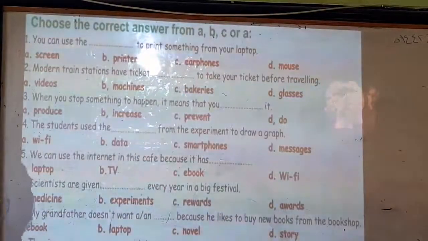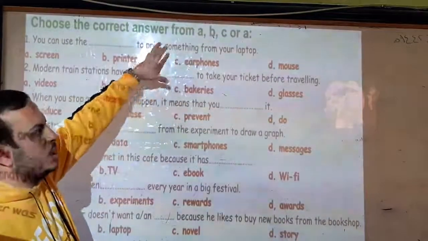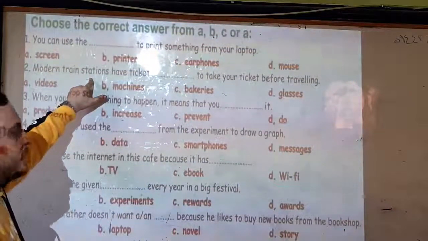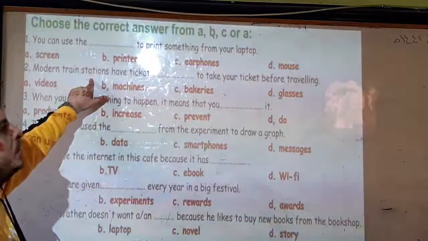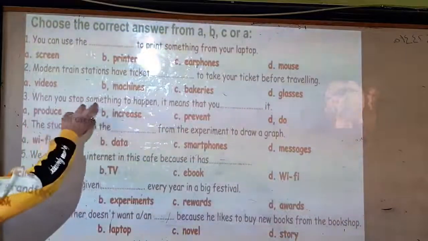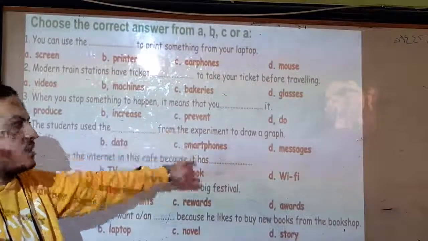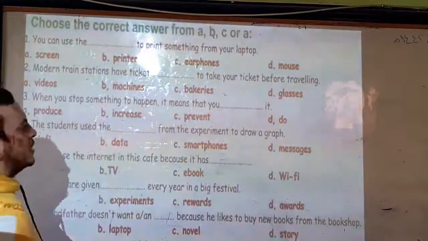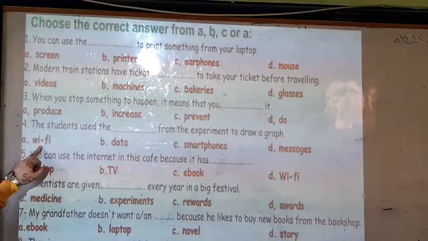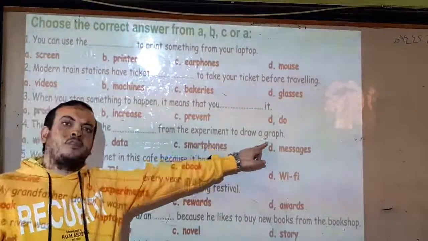Next, choose, same thing. Number one, you can use the printer to print something from your laptop. Modern train stations have ticket machines to take your ticket before traveling. When you stop something from happening, it means that you prevent it. The students used the data from the experiments to draw a graph, the diagram.